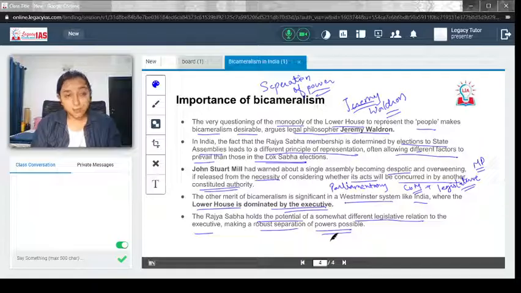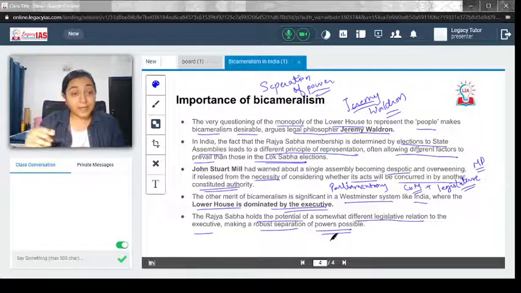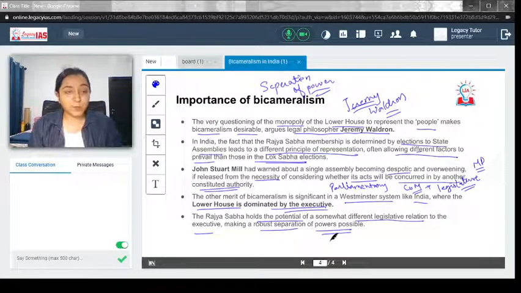So these are the important points. Keep these points in mind when you are writing answers, so that you will be able to write a better answer.